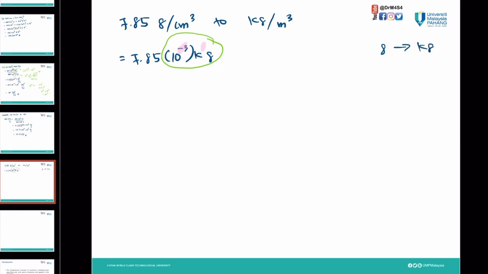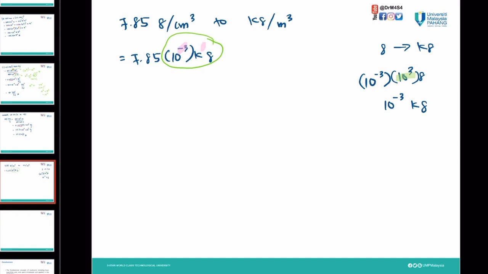So we know kilo is 10 to the power of 3. Once you introduce another 10 to the power of 3, you have to take it out again by multiplying by 10 to the power of negative 3. So 10 to the power of 3 is kilo. 10 to the power of negative 3 kilogram. That's how we get 10 to the power of negative 3 times kg.